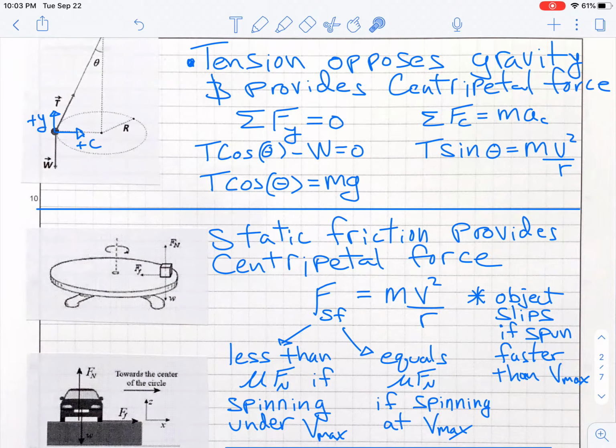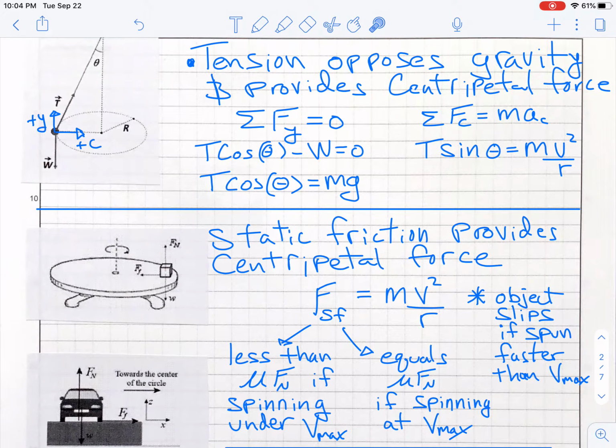Now, the static friction that keeps both of these in place, the car going around a corner on a flat road or this box spinning on a turntable, the force of static friction is going to be less than maximum if you're spinning at a slow enough speed. The force of static friction will be just enough to provide the centripetal acceleration. If you spin too fast, then the static friction will break and this thing will slide off the table or your car will slide off the road.